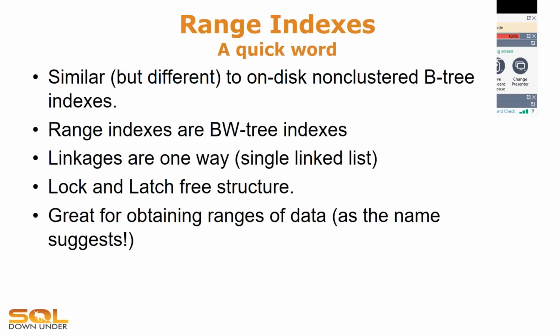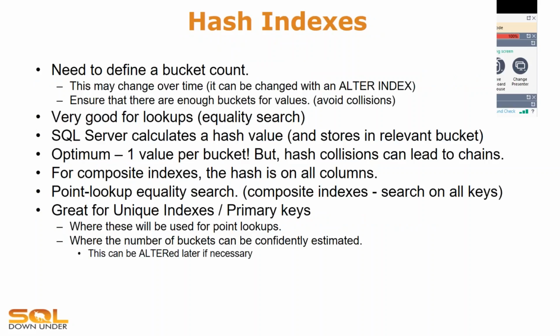Quick note about range indexes. Like I said, they're very similar to B-tree indexes. They're actually termed BW tree indexes. Linkages are one way, and as with all memory objects, they are lock and latch free. And as the name suggests, they're great for range scans, which is different than the intent for our hash indexes. With hash indexes, they're absolutely great for point lookups if you're looking up one value based on an equality clause.